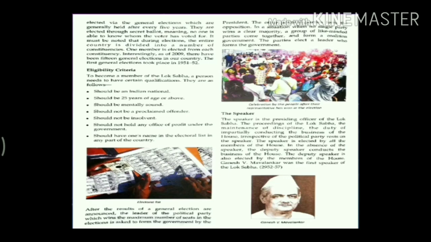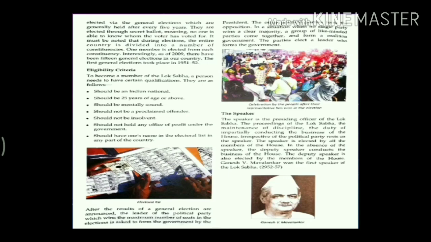They are elected through secret ballot, meaning no one is able to know whom the voter has voted for. What does that mean, a secret ballot? You might know that your parents, your brother and sister might have given their vote through secret ballot. Secret ballot means it is a system where nobody can know whom a person is voting for. It will be a secret. Only the person himself or herself will know it. That's what is called secret ballot.